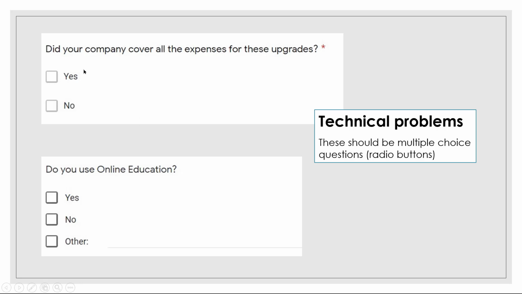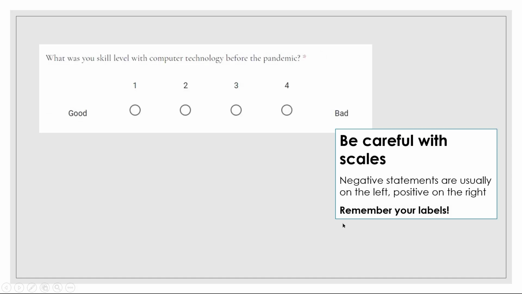Technical problems. As soon as you use these checkboxes in Google Forms, this means people can choose more than one option. So why do you do that for a yes/no question? That's wrong. So that shows that you don't know what you're doing.